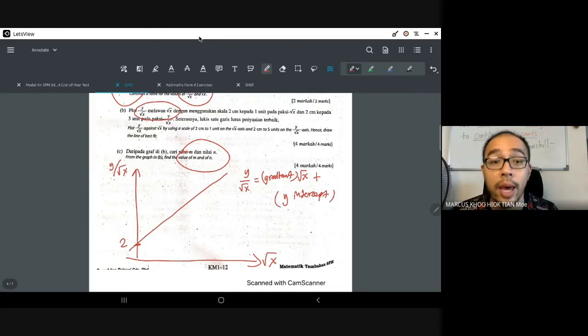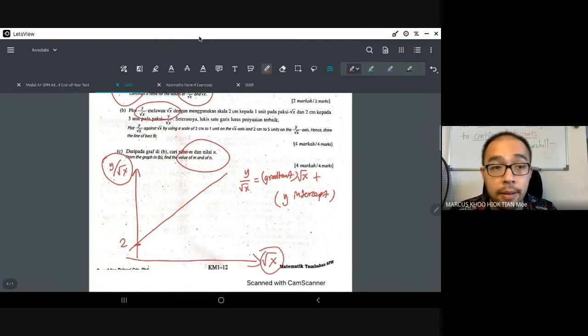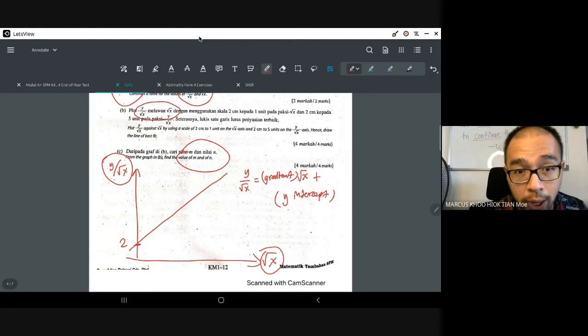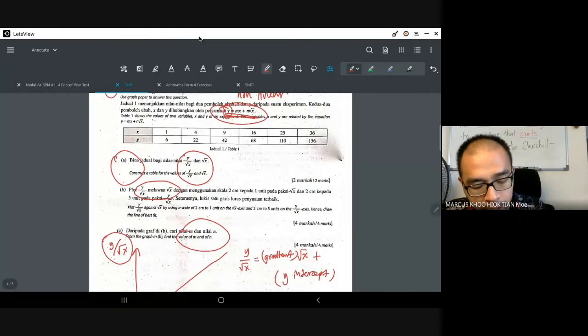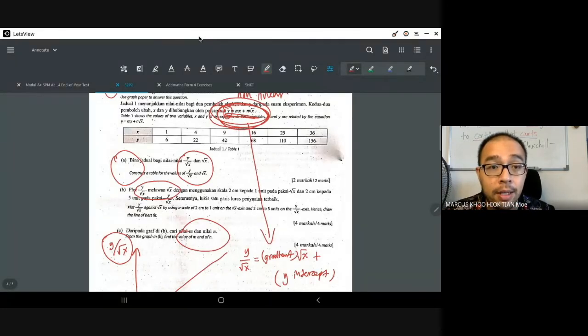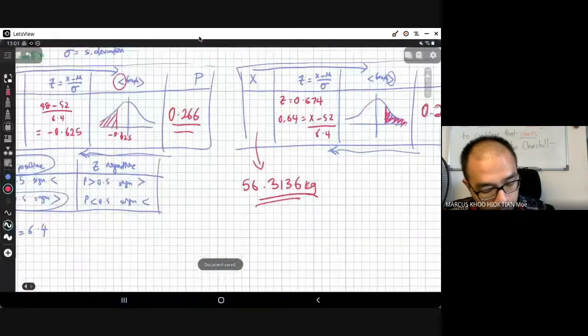Then y equals mx plus c. Since our y-axis now is y over square root of x, the gradient is the x-axis, which is square root of x, plus the y-intercept. So you need to convert this to become this shape.